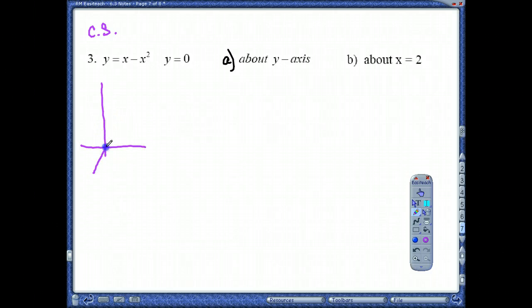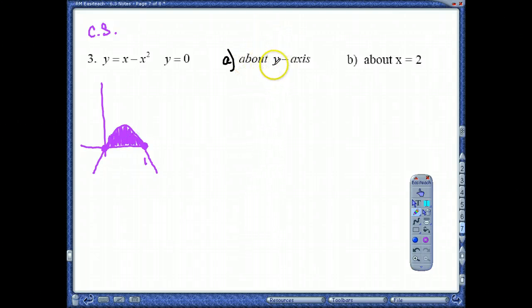Okay, so I do my little picture. It's a nice pretty little parabola. I know it's going to intersect at 0 and at 1. And we're finding this area right here.